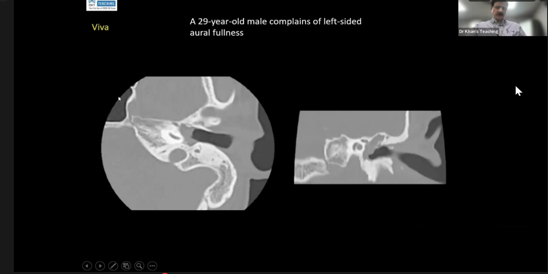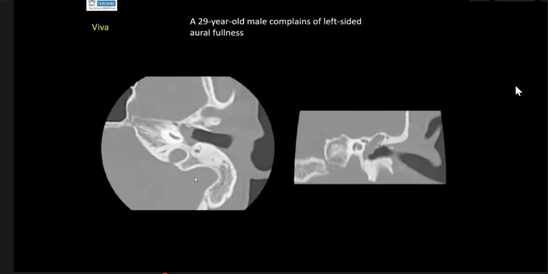So thank you. So this is a coned down CT image of the... Your volume is very low, very low. Again? I said this is a coned down... No, I can hear you loud and clear. Please continue.